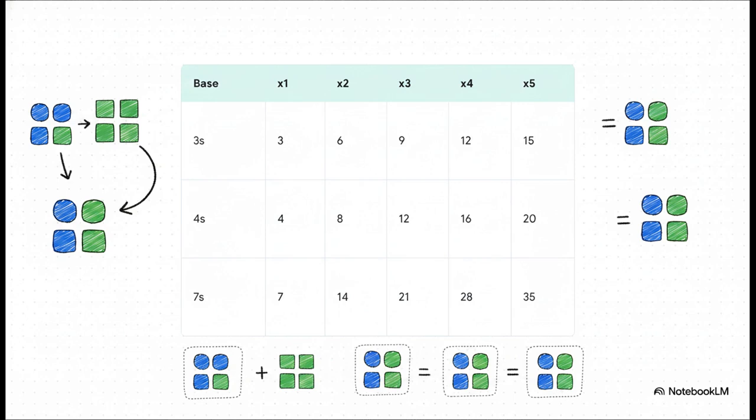3 plus 4 equals 7. 6 plus 8 gives us 14. 9 plus 12 equals 21. By taking 2 smaller groups, a group of 3 and a group of 4, and just pushing them together, you've instantly created a group of 7.